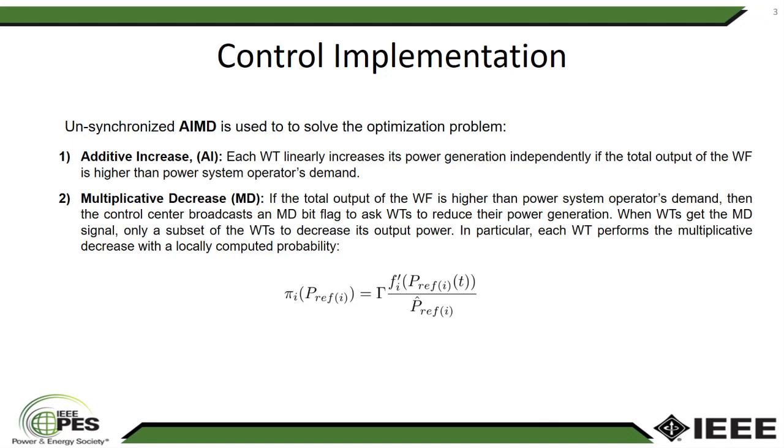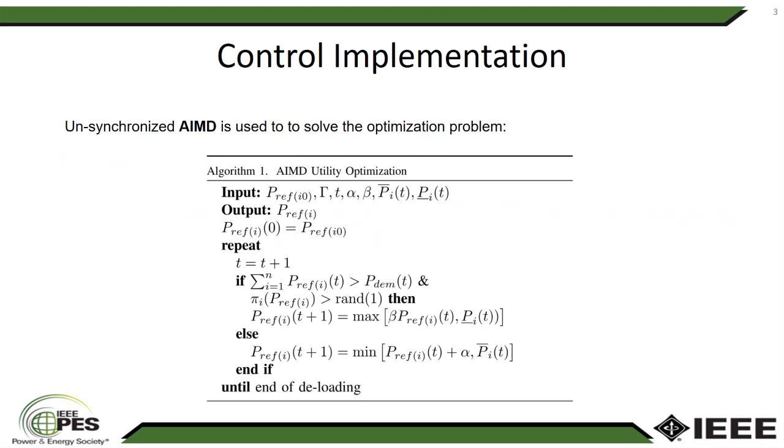The second stage is called multiplicative decrease, which means if the total output of the wind farm is higher than the demand, then the control center broadcasts an empty flag to ask wind turbines to reduce their power generation. After the wind turbines get the empty signal, only a subset of the wind turbines decreases its output power. In particular, each wind turbine performs the multiplicative decrease according to a locally computed probability. This can be expressed by the following algorithm.